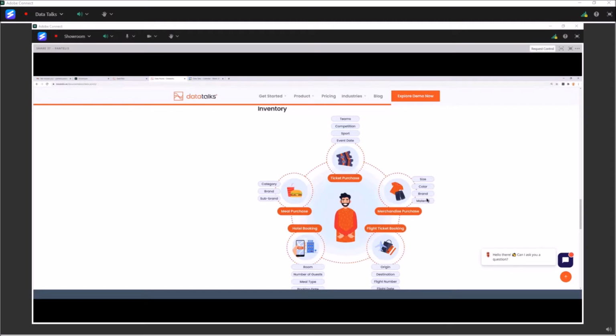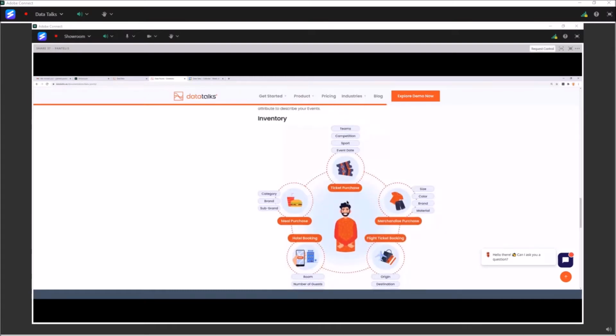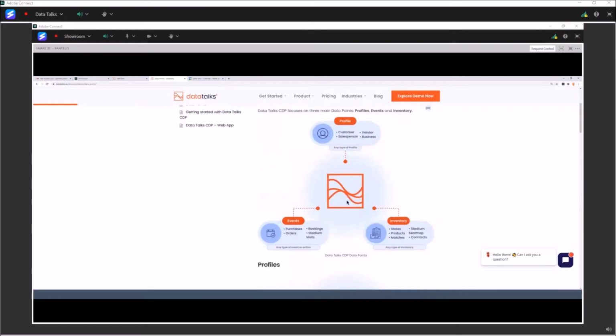For example, it might be quite important for you to know for a particular person what their favorite color is, or what size they buy, or the brand or the material, because that will give you more insights, and then you will be able to target this person with more relevant information and make them buy more. So those are the three endpoints.